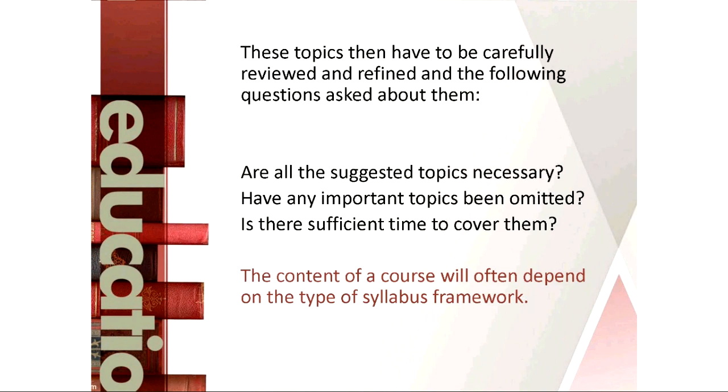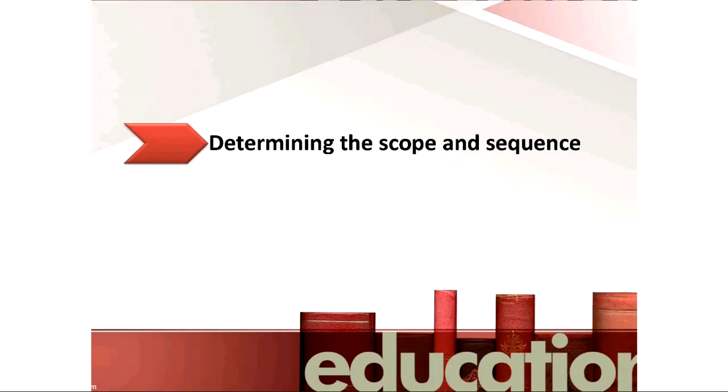So when you think about the topics, you have to think, are those topics necessarily important? Can we delete or omit some of the less important topics? Do we have the time to cover all these topics? So you think about that as the content of the course, and you think about the type of the syllabus and the framework for your syllabus. At this stage, you will determine the scope and the sequence.